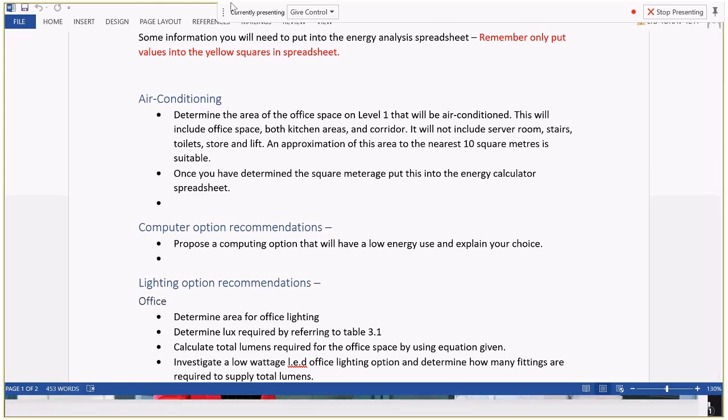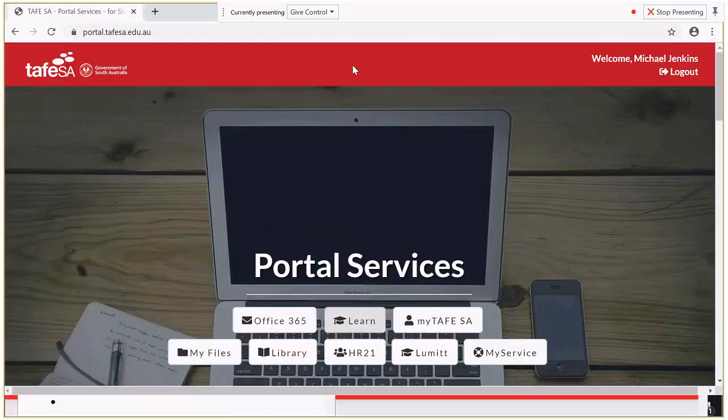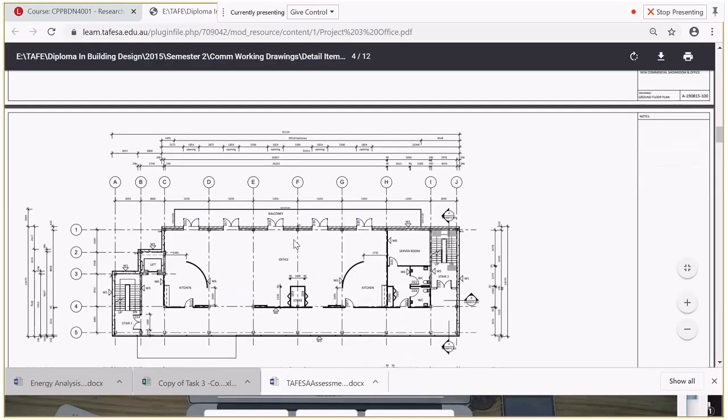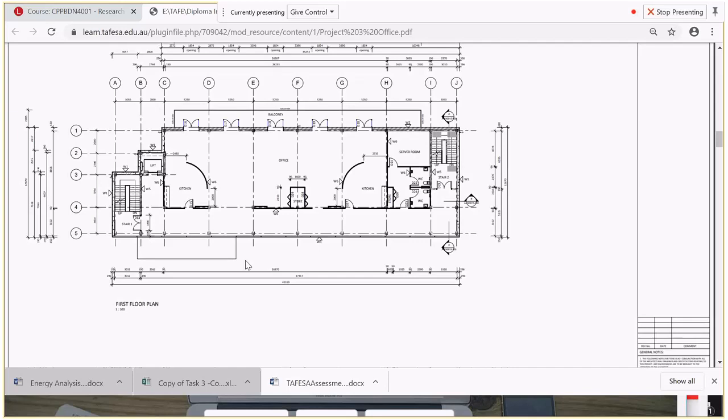And then also just as a bit of background to that, let's drag that one down and have a quick look at our drawings. You're meant to do your energy analysis on level 1 only, so get the first floor plan and work out how many square metres we're air conditioning. Now, the thing about air is it doesn't stay in one place.